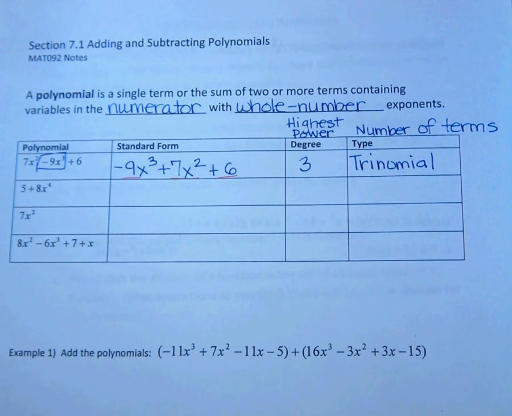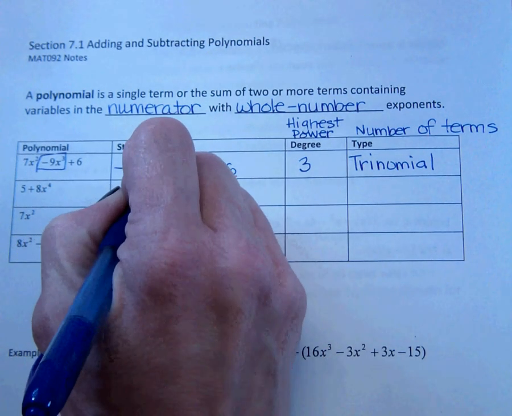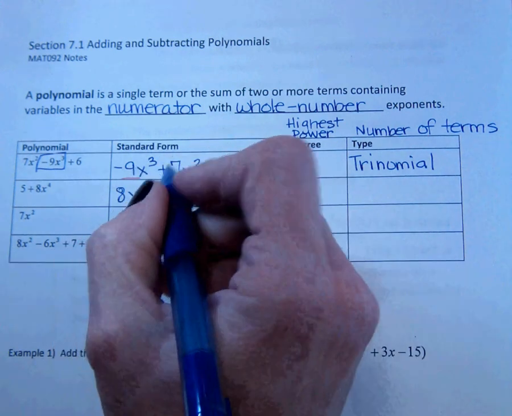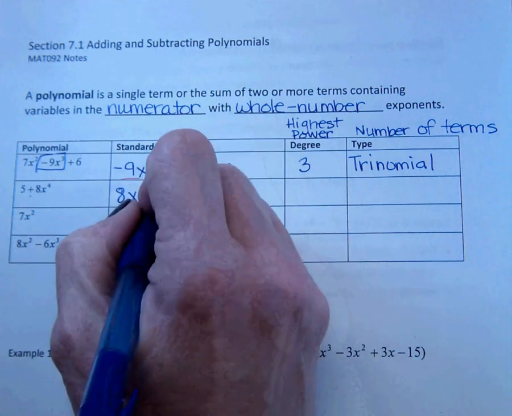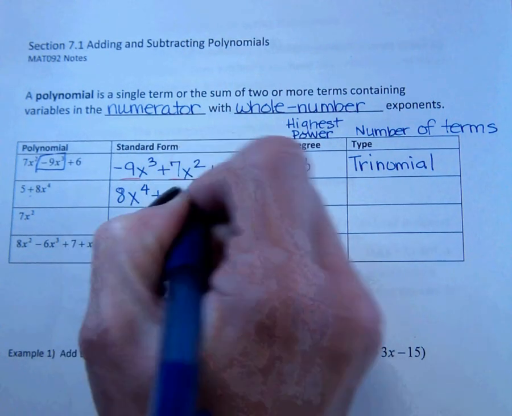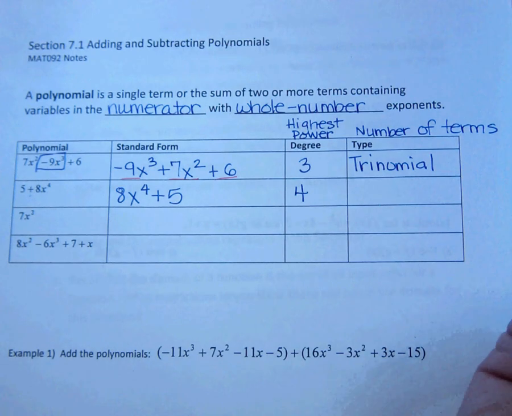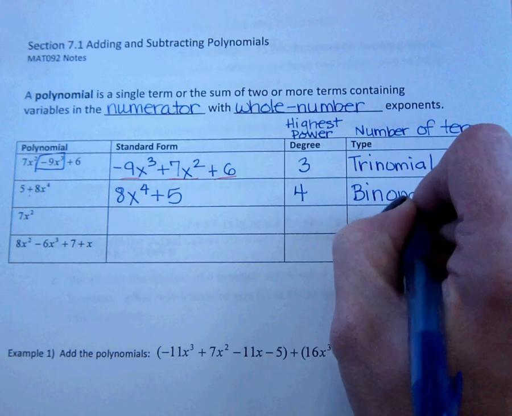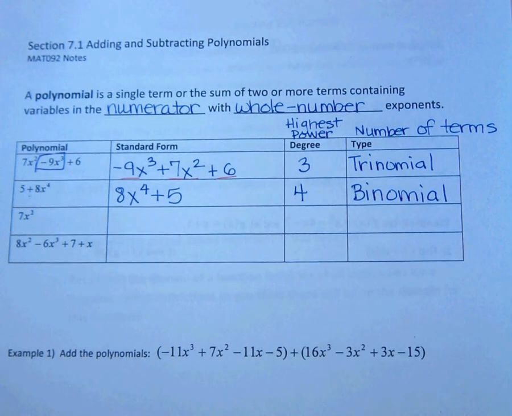Okay, let's look at the next example, 5 plus 8x to the 4th. So remember our pattern, standard form says the term with the highest exponent comes first. So it starts with a positive 8x to the 4th, plus 5. The highest power in this case is 4. And since there's only 2 terms, this is called a binomial, bi meaning 2.